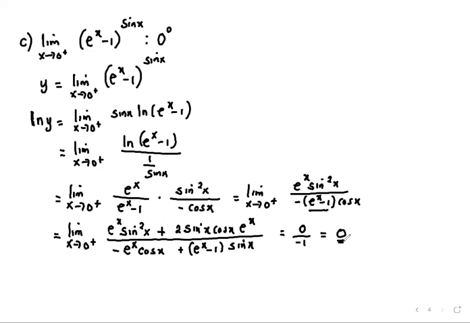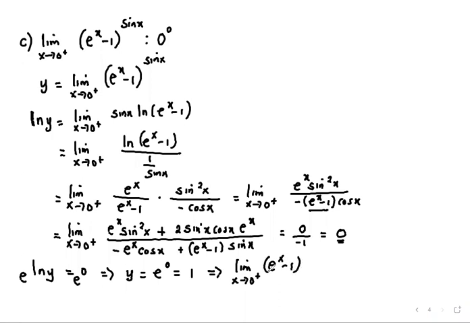That 0 we have found is ln y. So again, we apply the exponentials so that we get back our y. So we have y is equal to e to the power 0, which is equal to 1. So the limit as x goes to 0 plus of e to the x minus 1 to the power sin x is equal to 1.